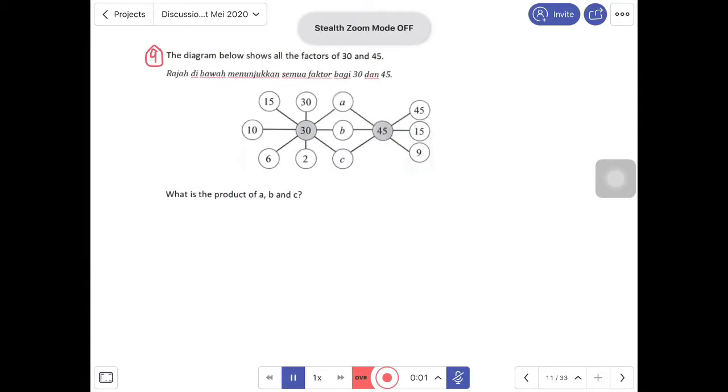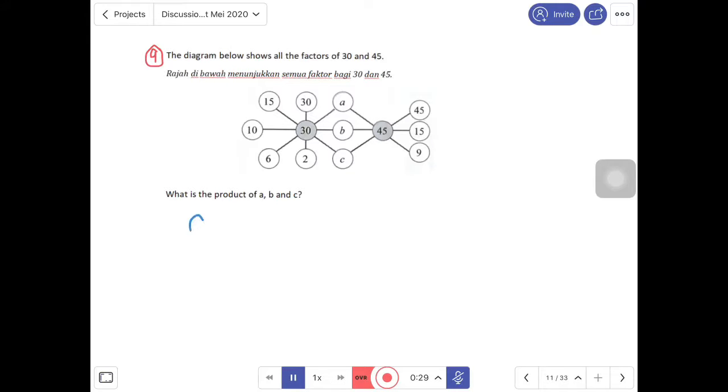What are ABC? Our ABC are the common factors of 30 and 45. So from here we find out what are the factors of 30. Are these enough? What are other factors of 30 which are not listed here? And also there are also factors of 45.